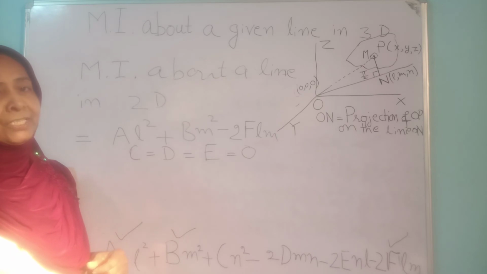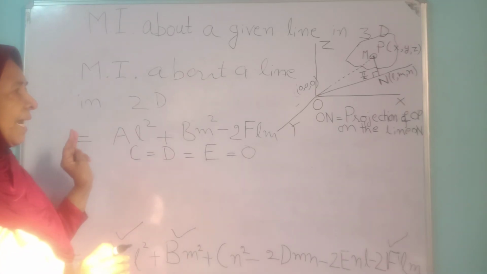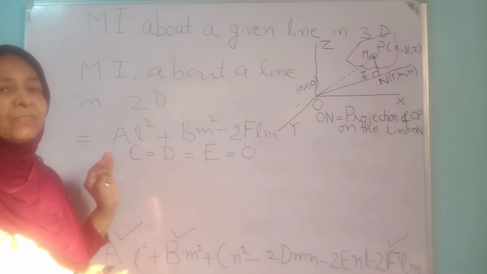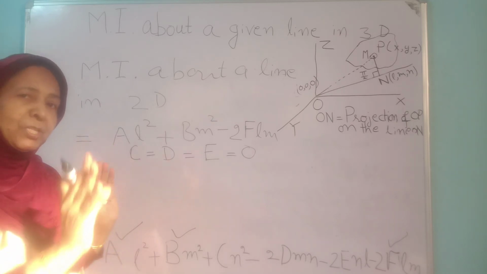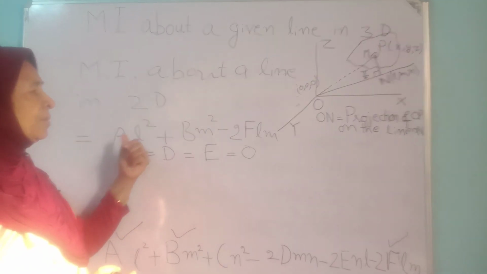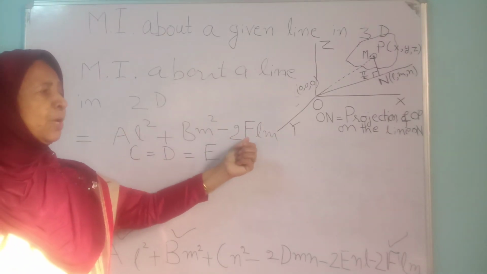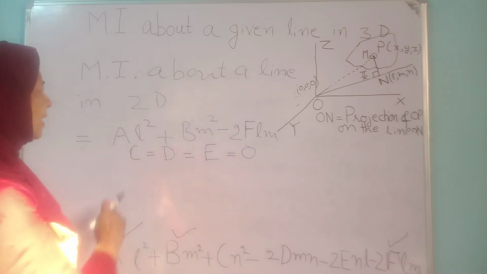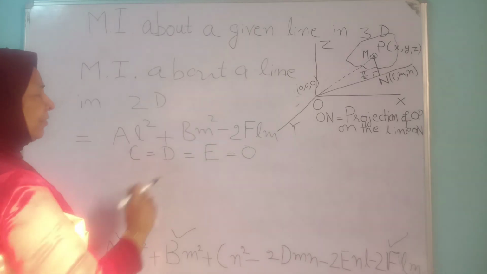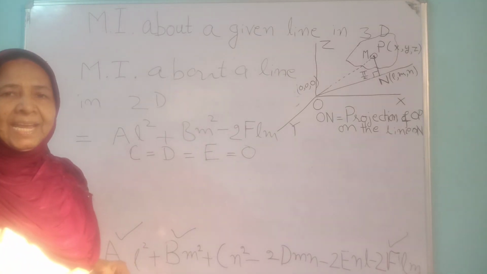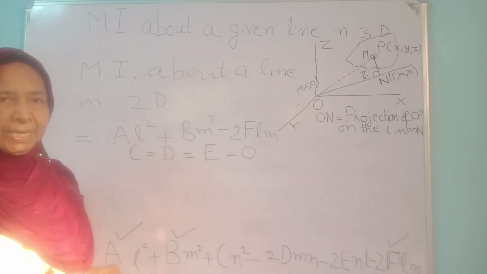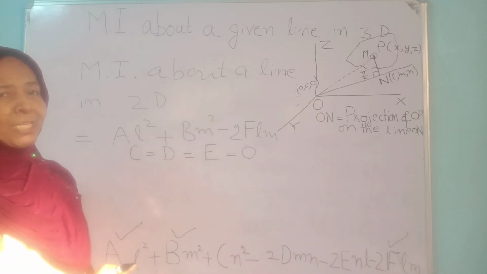So the moment of inertia of a lamina about the line ON, if it is a two-dimensional lamina in the plane of the blackboard, will be AL square plus BM square minus 2FLM, where A is moment of inertia about x-axis, B is moment of inertia about y-axis, and F is product of inertia about OX and OY.